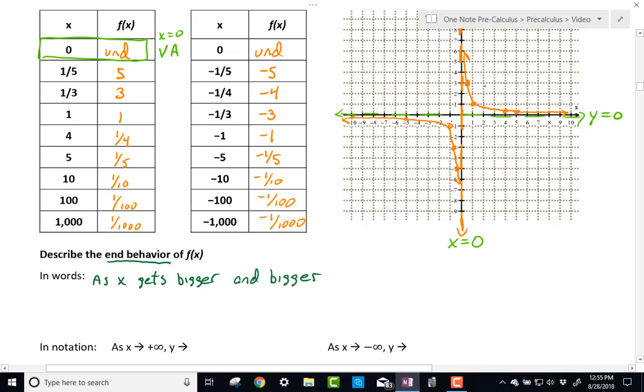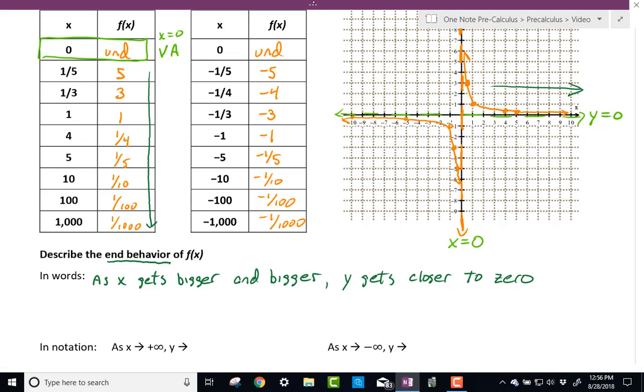And you can see that as x goes this direction to the right, my y values come down and get closer and closer to the x-axis, or in other words, the y values are getting closer and closer to 0. And you can see that in the t-table. As I move down the t-table, as my x values get bigger, my y values are getting smaller and smaller. So as x gets bigger and bigger, y gets closer to 0.